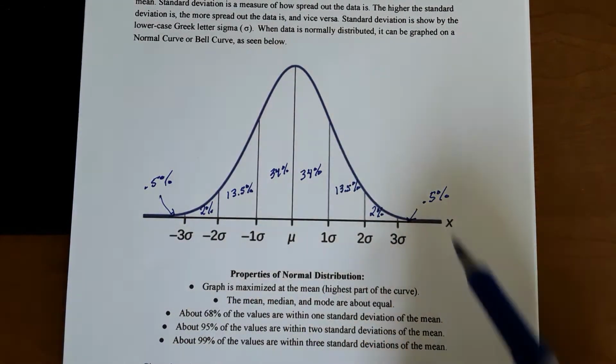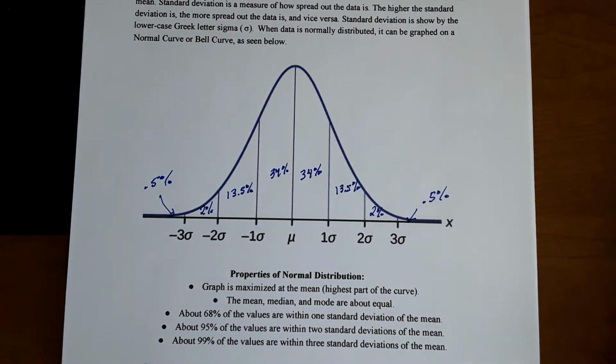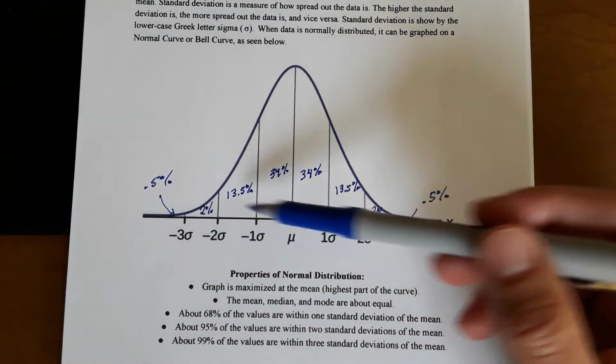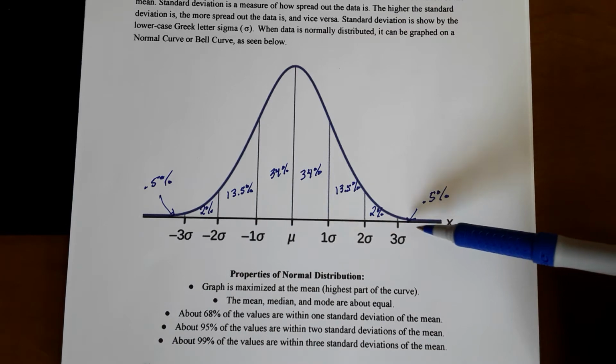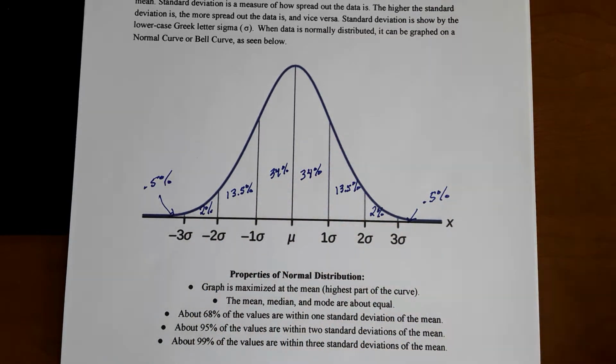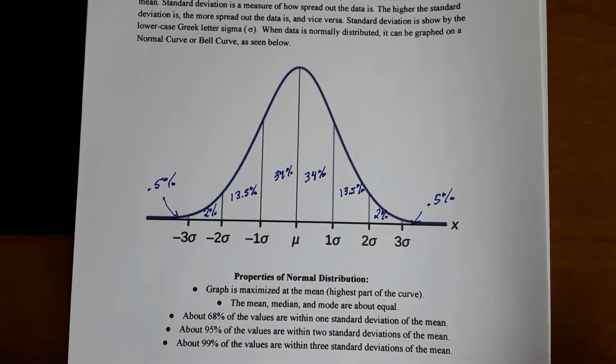Now, we're going to be using this curve to answer the questions that follow. So every time we have a different set of data, we're going to create this bell curve, or this normal curve, and then we're going to fill in some numbers on the bottom, and that'll help us answer our questions. So let's move on to that.